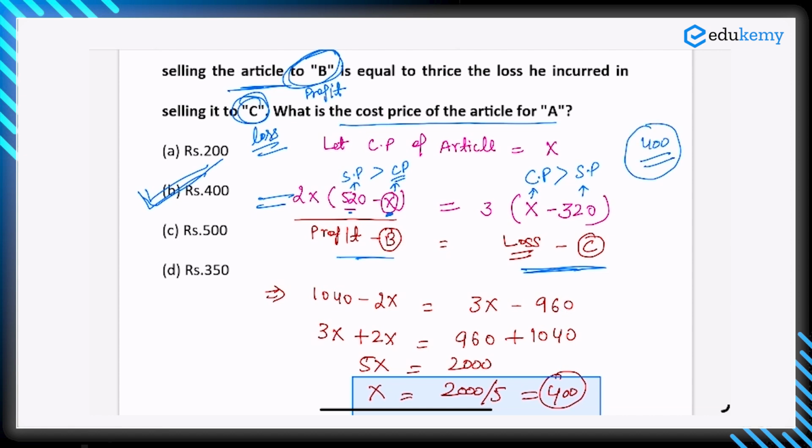We get the cost price as 400 rupee means यहाँ पे selling price कम था, 320 था, तो यहाँ पे selling price ज्यादा था 520, तो यहाँ पे profit हो रहा है. So the answer of this question will be B, that is the 400.